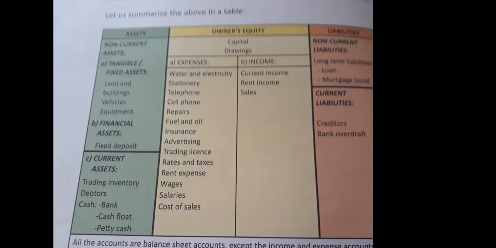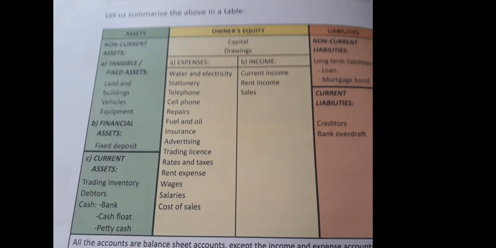So again, if we first take the assets column, in general, assets are things that you can see and touch, and they have a value. But you need to start to distinguish between the different kinds of assets. Fixed assets, where the examples are land and buildings, vehicles, equipment. Then you get a financial asset, and one example is a fixed deposit. And then you need to know current assets, where the examples are trading stock, debtors, bank, petty cash, etc.